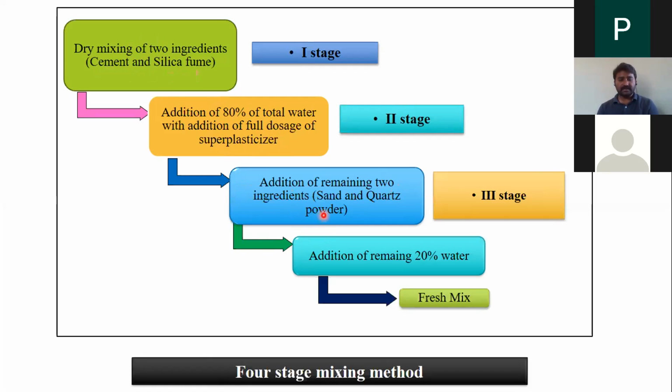In the third stage, we add the remaining two ingredients, that is sand and quartz powder, and we'll mix for some more time. At the fourth stage, we'll add the remaining 20% of water and we'll mix for some 10 to 15 minutes. Then we'll get the fresh mix. So by just changing the way we mix the ingredients, there is a lot of change happening in the fresh properties as well as hardened properties.